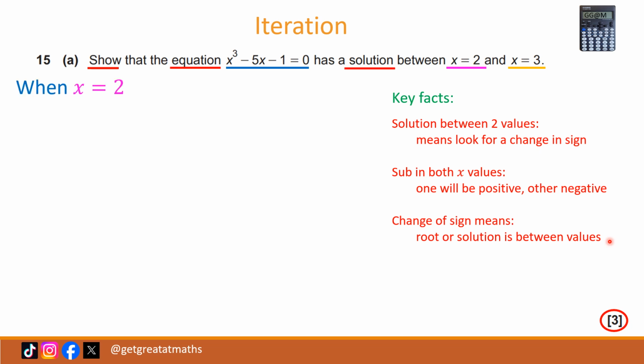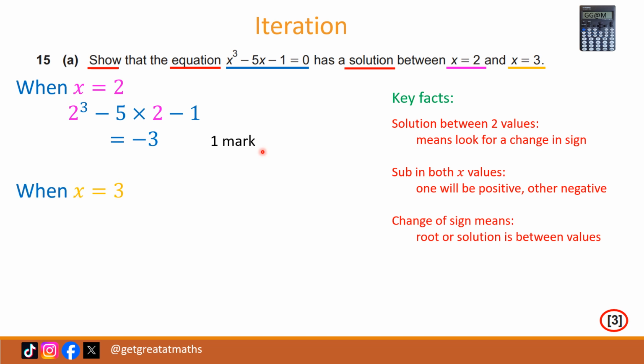Now the first mark comes from getting a value of x equals 2 and substituting it into this equation, x cubed minus 5x minus 1 equals 0. So instead of writing x, I'm going to write 2 cubed minus 5 times 2, take away 1. Now this is a calculator question, so you can literally type it in your calculator or you can work it out in your head. So 2 cubed is 8, take away 5 times 2, which is 10, take away 1 gives you an answer of -3, which is 1 mark.